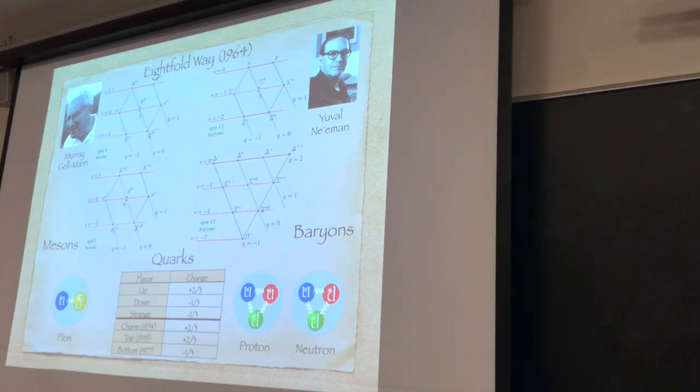Baryons have three different quarks inside of them, like here, and mesons have two different quarks inside of them, mainly a quark and an anti-quark. And based on these configurations, you can get all the different particles we were seeing before.